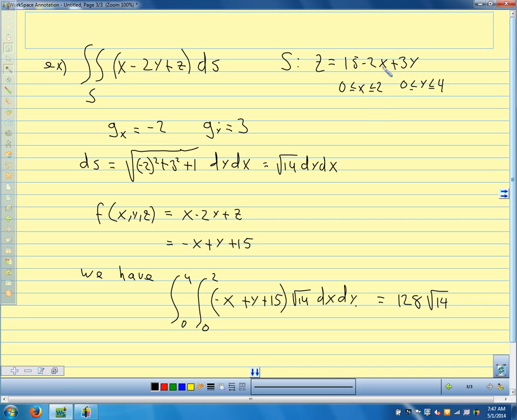If we're talking about a plane, and this gives us the charge per unit area on the plane, this would be the total charge on the plane over this region. That would be a way we can interpret that. If the plane represented a piece of plywood, and this was the mass per unit area as a function of x, y, and z, this would be the total mass of that piece of plywood over this region in the xy plane.